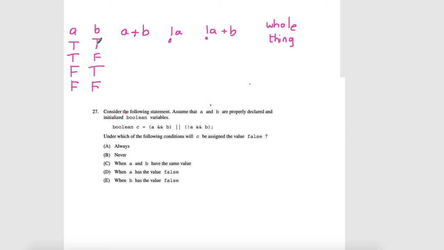Okay, so for A and B, that means they both have to be true. That's only true in the first instance. The rest of these are all false. For not A, that's literally the opposite of A. So if A is true, true, false, false, then not A will be false, false, true, true.